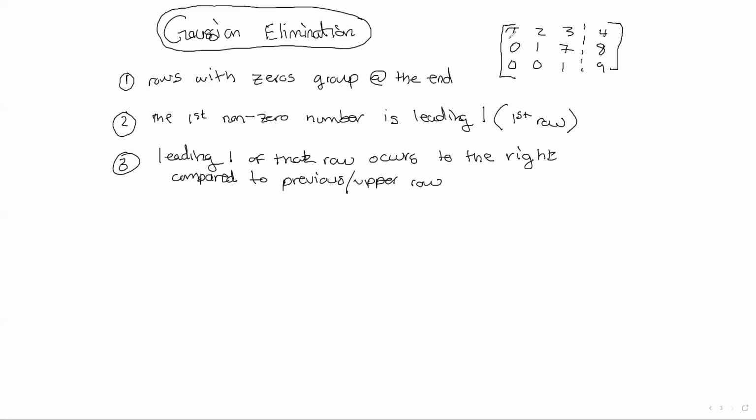Basically, what it says is if you have a leading one, the next leading one must be to the right. It could be here, in this case it's here, but it doesn't necessarily have to be here all the time. You could have a 0 here, and then the 1 could be here in place of 7. It will still fall under Gaussian elimination. The next one again will fall on the right relative to the previous row.